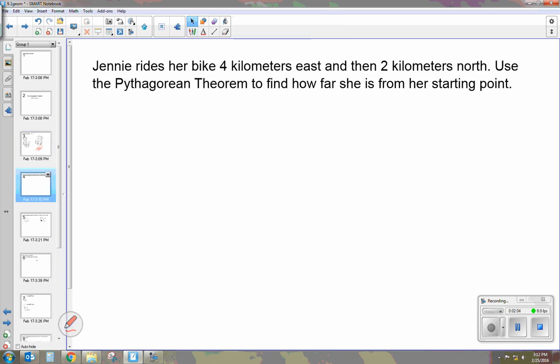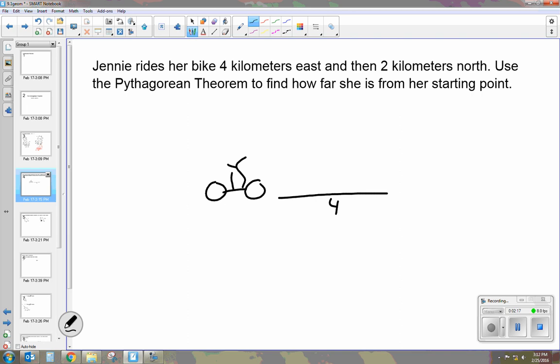Now in this problem, we'll draw a picture. So Jenny rides her bike. She's got a bike. Sorry, I'm not an art student. So Jenny rides her bike 4 kilometers east. Remember our compass, north, east, south, west. So she's going to ride 4 kilometers east, and then she's going to turn and go 2 kilometers north. The question asks to find how far she is now from her starting point.